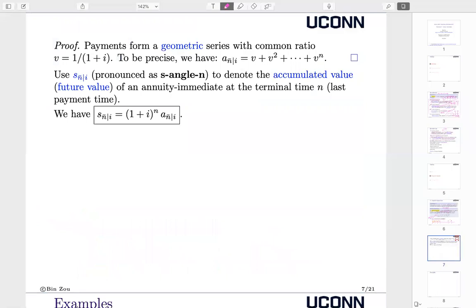So here this result is really the first dollar becomes v, the second dollar becomes v squared, the third becomes v cubed, all the way to the last one, which is v to the nth power, okay? Because I need to discount back n years. What do we have? It's a geometric series.